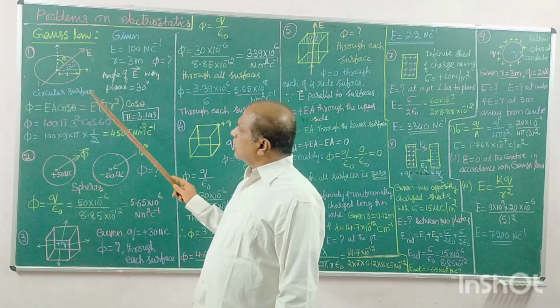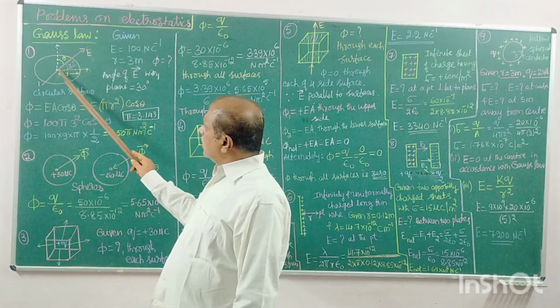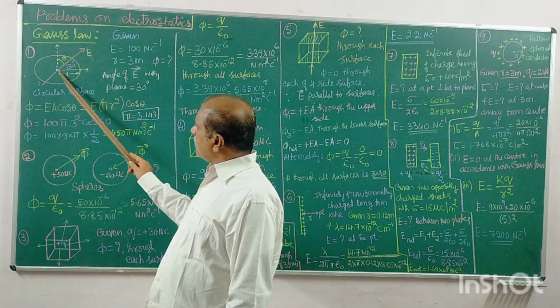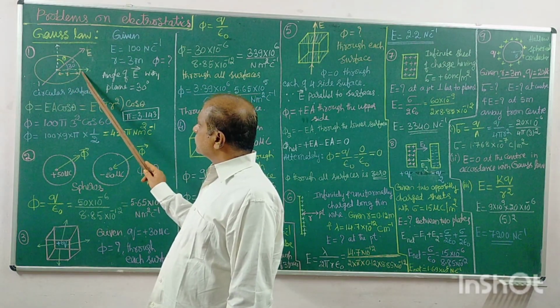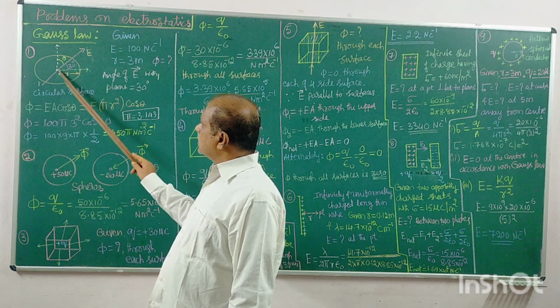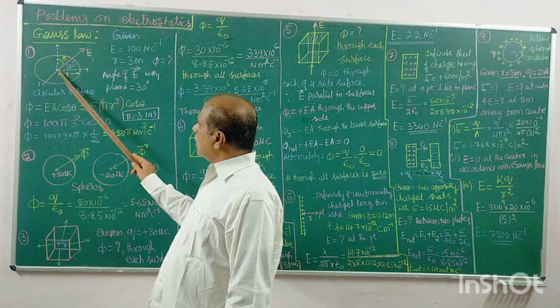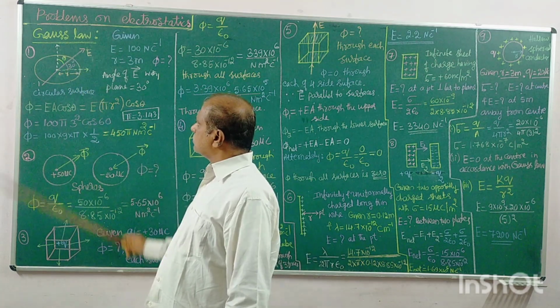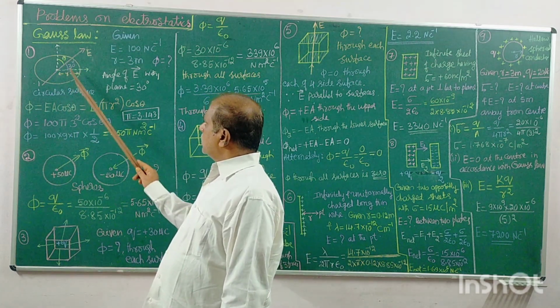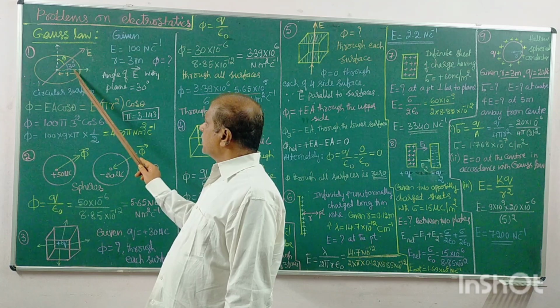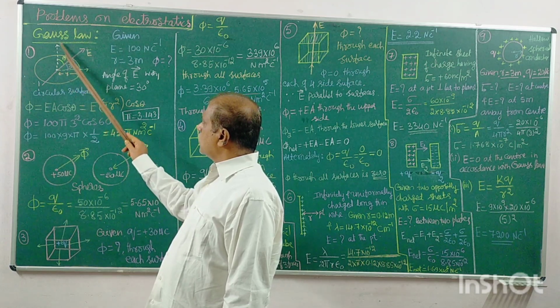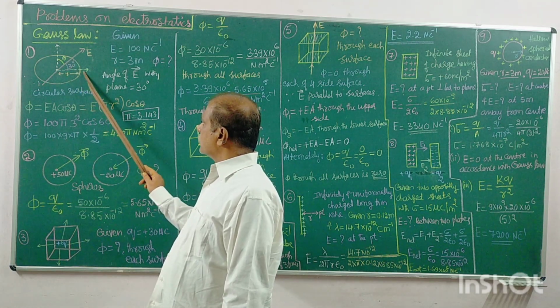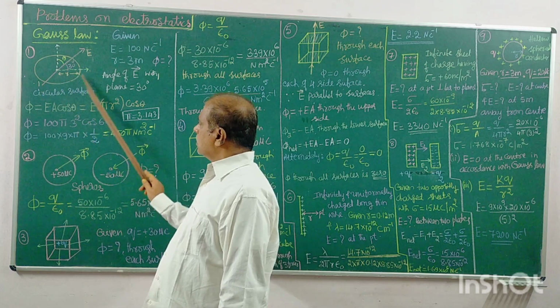And here, this line represents parallel to the surface, and this line represents normal to the surface, or perpendicular to the surface. As you know, the angle between this and this line is 90 degrees. It is normal to the surface, it is parallel to the surface. The surface is a circular surface.